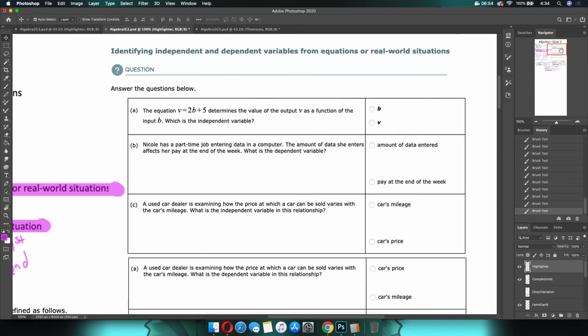Last one. This is another DSA question, just like the one we just did. This one is a little bit harder because you have to think about independent and dependent. These are actually science words. So I'll give you a second to think about that.